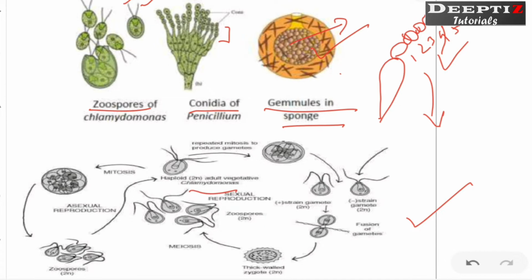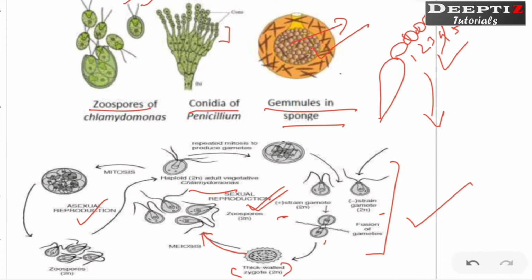Chlamydomonas is an organism which can perform sexual as well as asexual modes of reproduction, right? We have already studied this. Just for you to remember, I have given this diagram here. In sexual reproduction, it produces positive gamete and negative gamete. They fuse and there will be a thick walled zygote, and the zygote will later form the chlamydomonas.